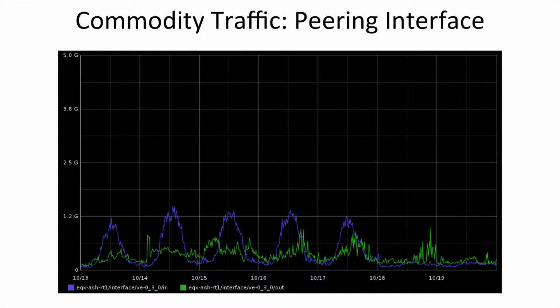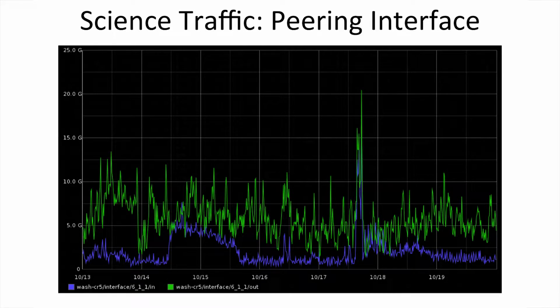So this is 7 days' worth of traffic on a commodity peering interface. Monday, Tuesday, Wednesday, Thursday, Friday, all have this nice smooth haystack curve. And then Saturday and Sunday, there are no eyeballs, and so there's very little traffic. Now, if we look at a science network peering interface, right? So instead of facing the commodity network, this faces other science networks. There's no pattern.